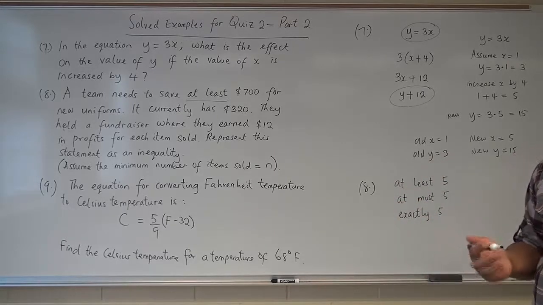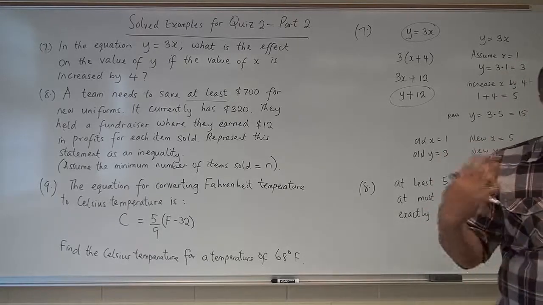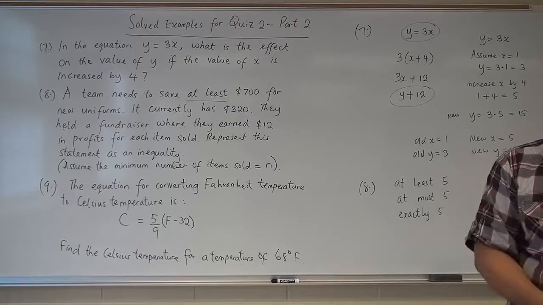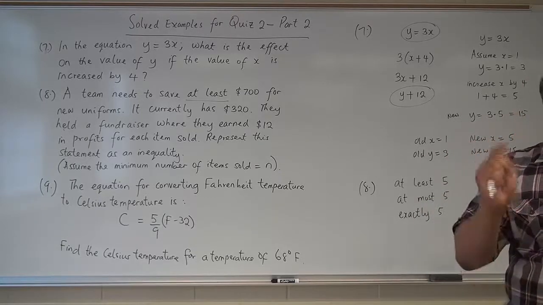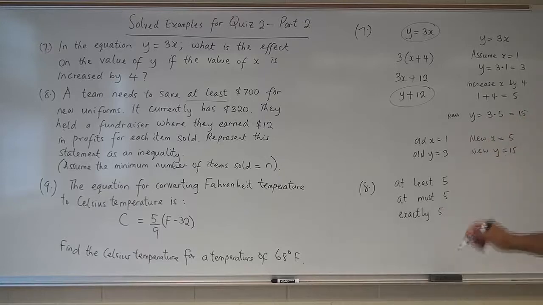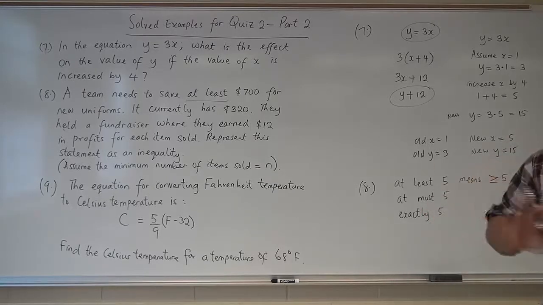At least 5 oranges. That means the minimum number of oranges that Peter will give you is 5. Peter can give you 5 oranges, he can give you 6 oranges, 7 oranges, 8 oranges. So this means greater than or equal to 5. The minimum number should be 5. Don't give me anything less than 5.